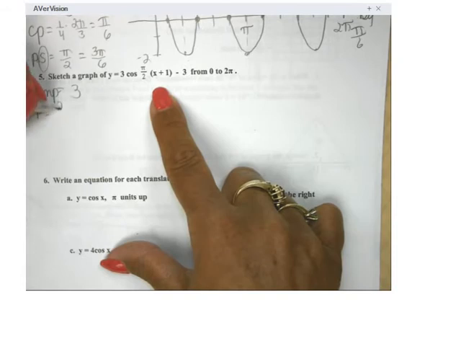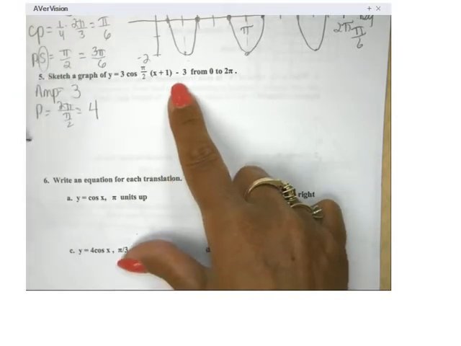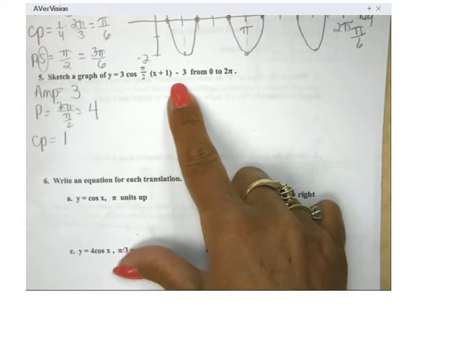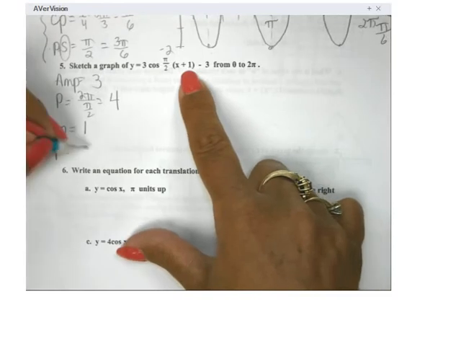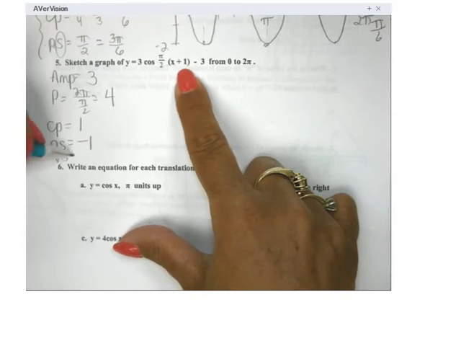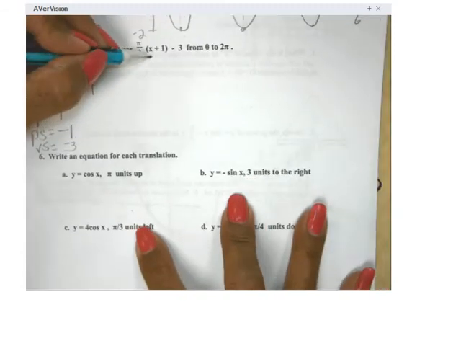Start out, amplitude, same idea, 3. Period, 2 pi divided by pi over 2, which, once I do the arithmetic on this, will be 4. I have critical points every 1/4 of the period, every 1. I have a phase shift. My graph is shifted left 1. Notice I don't have pi's in these. And I have a vertical shift of -3.